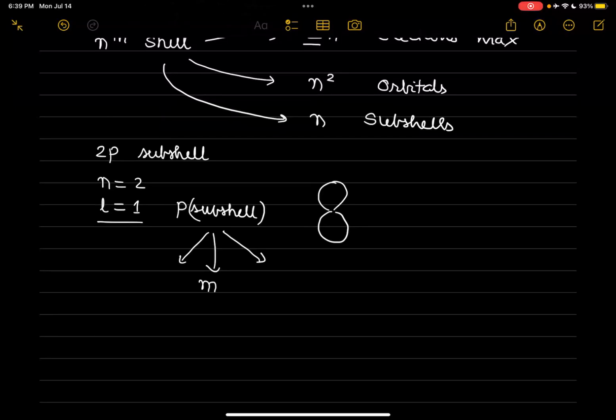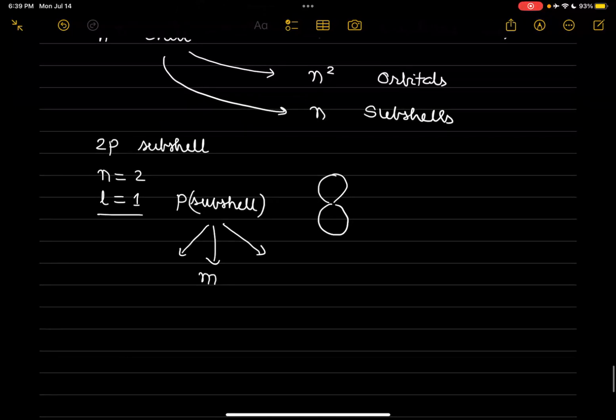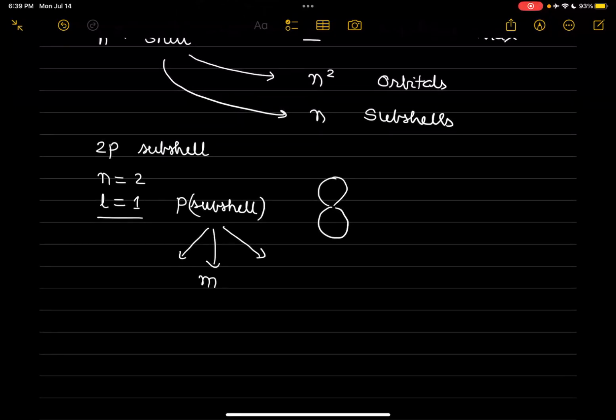Actually, you put that in the Schrodinger wave equation. When you put 0, you get pz. When you put 1, you get another p orbital, when you solve it mathematically. But because we are not solving it mathematically, we can just remember that m varies from minus l to plus l, that is, minus 1 to plus 1 through 0. So three different values. Whatever the value of l, there are 2l plus 1 orbitals. The number of orbitals in a subshell will always be odd, 2l plus 1.